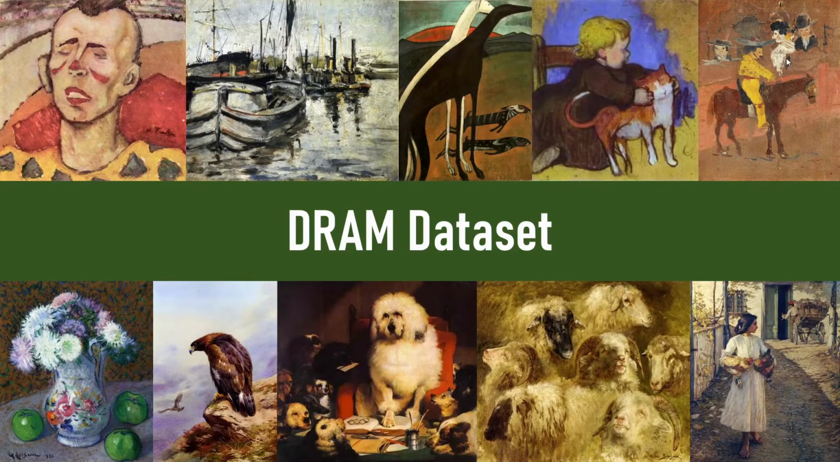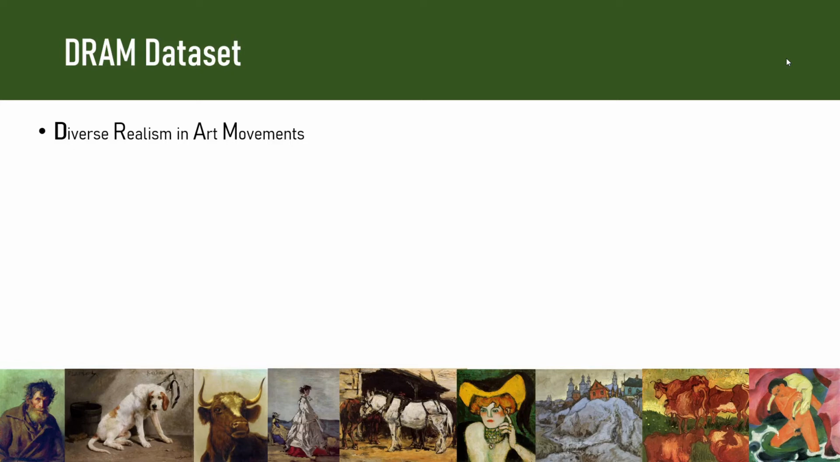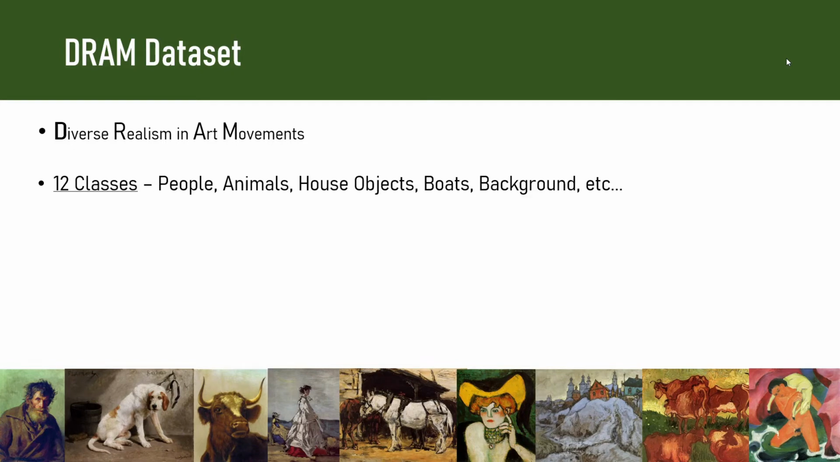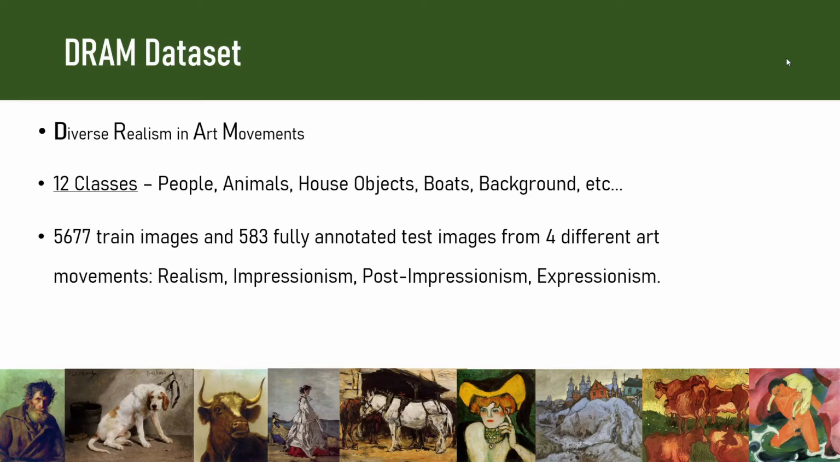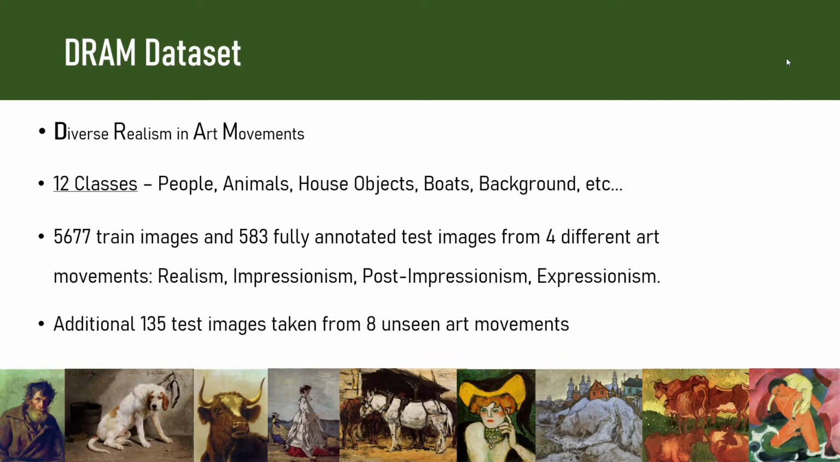Now that we have our motivation, let's talk about DRUM dataset, a domain adaptation dataset for semantic segmentation of art paintings. DRUM is the initials of diverse realism and art movements, which puts an emphasis on the diversity of the realistic aspects of the art movements of DRUM. We use 12 classes, which are more common in art paintings, like people, animals, house objects, boats, and more. We collected almost 6,000 train images and almost 600 fully annotated test images from 4 main art movements: Realism, Impressionism, Post-Impressionism, and Expressionism. Additionally, we collected 135 test images from 8 different art movements which won't be seen during training.